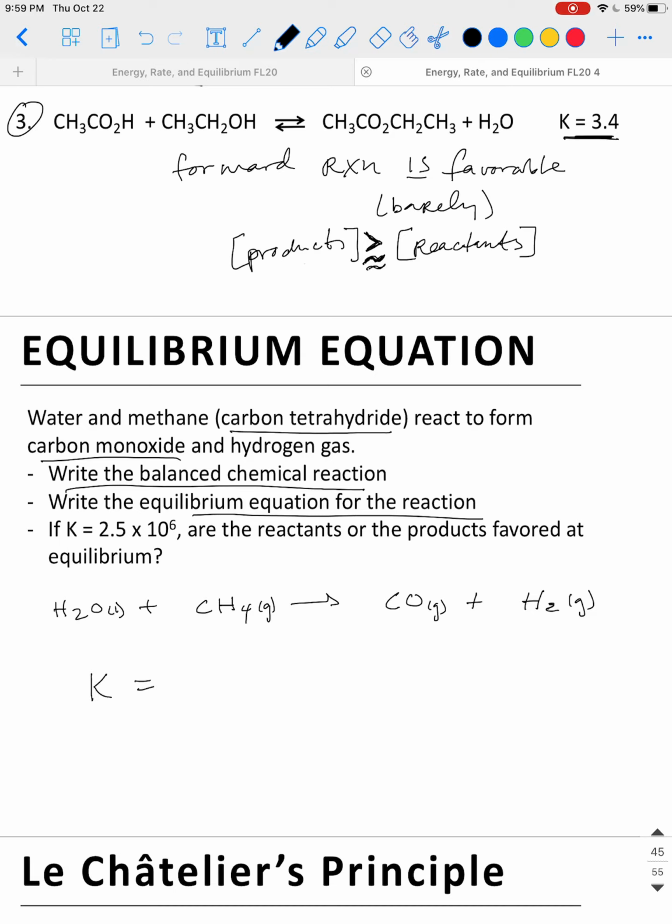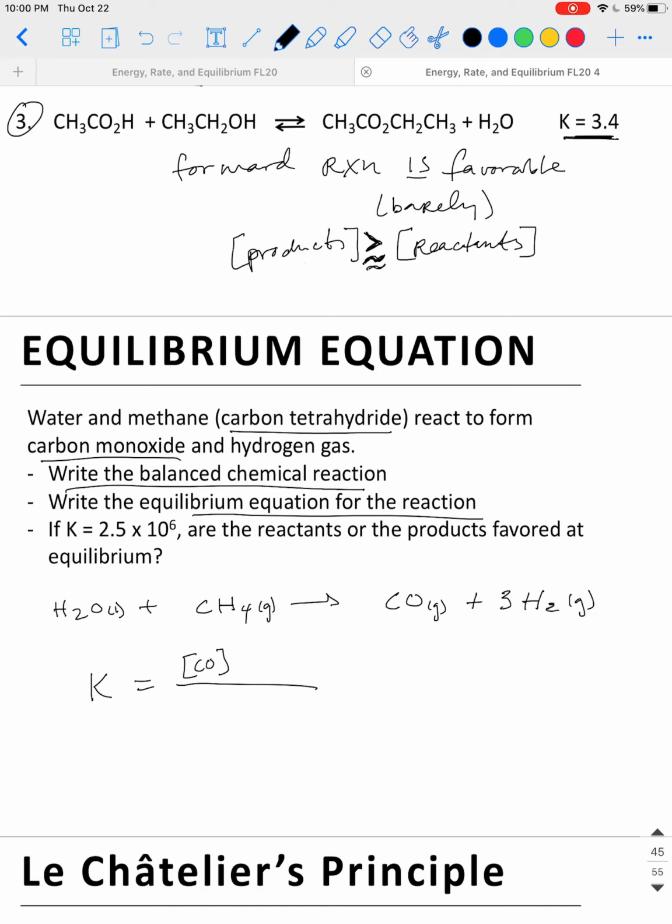Write the equilibrium equation for the reaction. Okay, so if I'm writing my equilibrium equation, that's my equation for K. So K equals concentration of products, CO, raised to the... I didn't balance it. I wrote my equation, but I did not balance it. So to balance it, how do we best do that? We've got 6 hydrogens on the reactant side. We need 6 on the product side. And I think it's now balanced. 1 carbon on each side, 1 oxygen on each side.